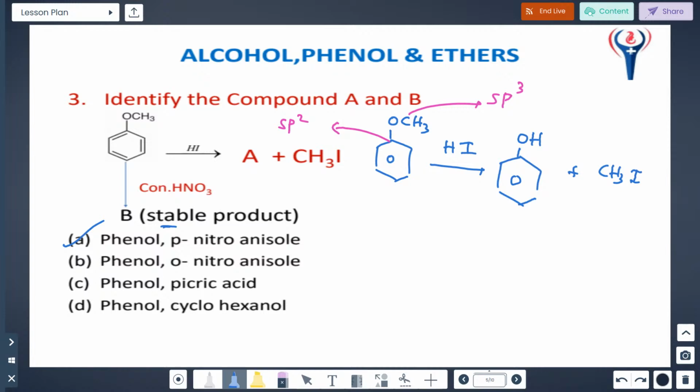Just remember, iodine always prefers the sp3 carbon, and H goes to the other side. Then only we get phenol. Understood?